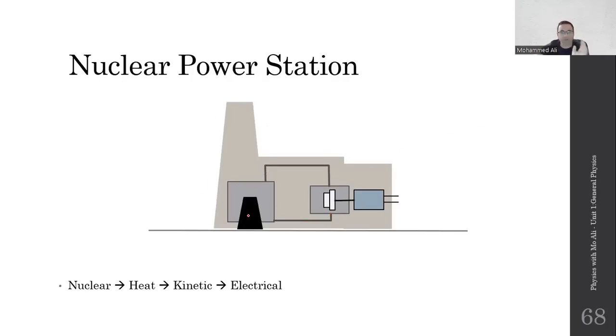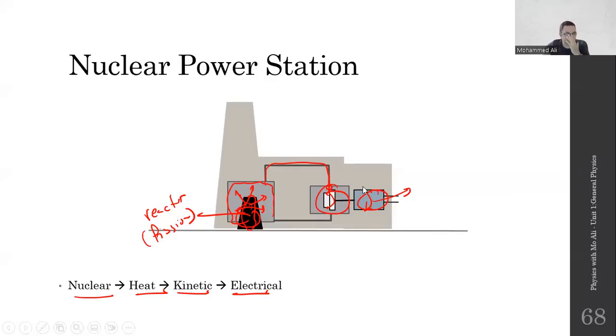Nuclear power stations work almost the same way, with the exception that first we have a nuclear reactor where nuclear fission occurs. This produces heat, and the heat boils water. The water turns to steam. Steam hits a turbine. The turbine spins, and the generator spins, which generates electricity. So nuclear to heat in the reactor, kinetic to electrical in the turbine and generator.